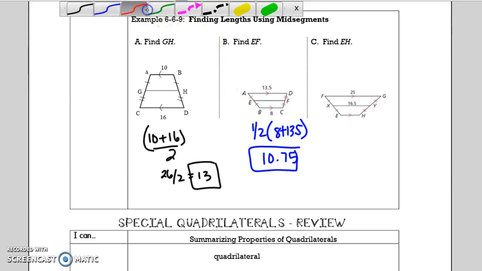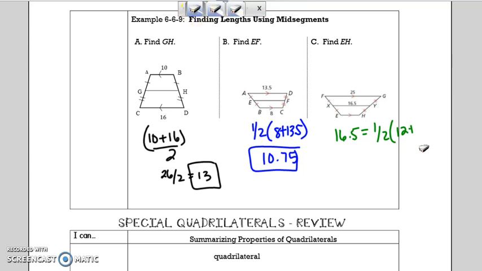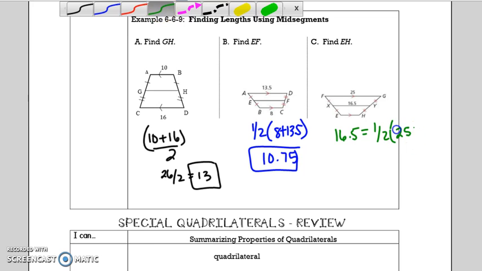Hopefully you got 10.75. And then on the last one, we're actually given the mid-segment, so we are going to set it equal, whoops, that should be 25, not 12, to 25 plus EH. So we can go ahead and undo the half. You can either distribute it, or you can undo it by multiplying both sides by 2, and that is a little bit easier. Then we can just go ahead and subtract 25. So EH should be 8.